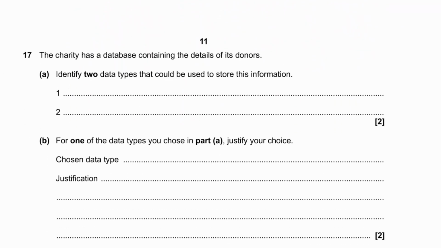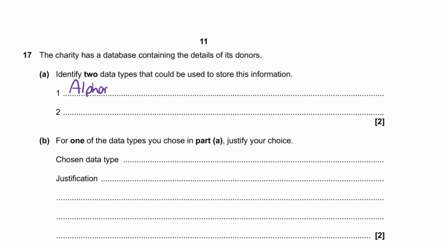So it's got a database for this charity containing the details of its donors. Identify 2 data types that could be used to store this information. In case you have learnt the data types in LO3, things like alphanumeric, numeric, text, objects, boolean, limited choice. I'm sure there are others I've forgotten there. So let's just say alphanumeric.